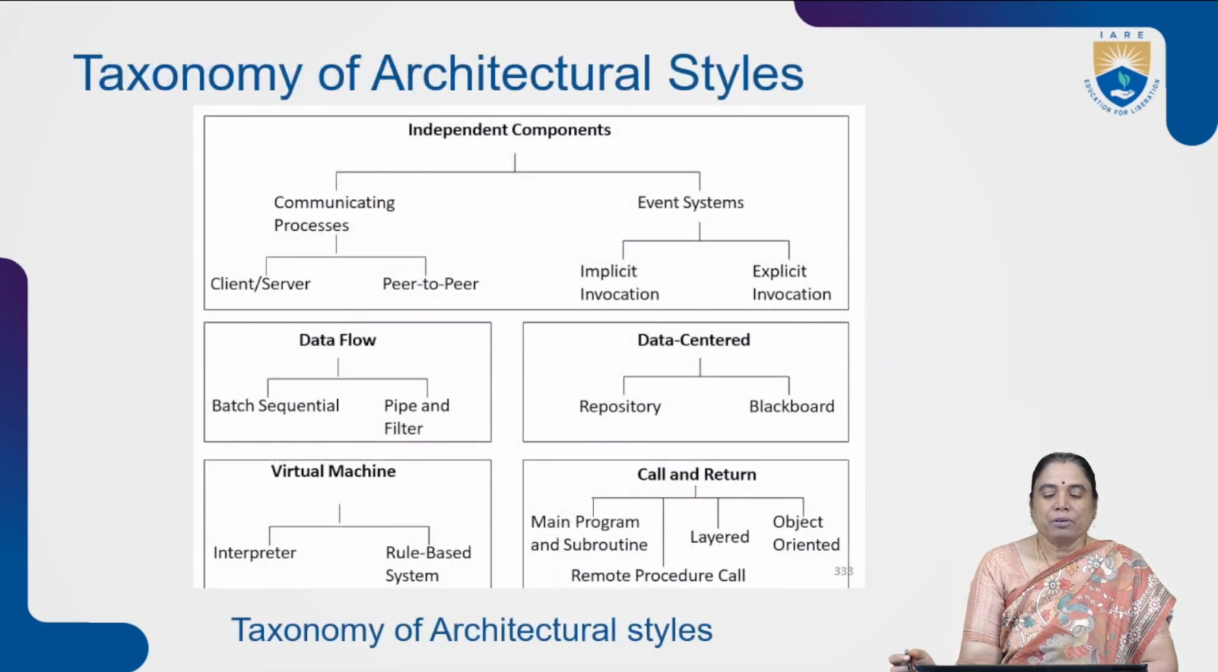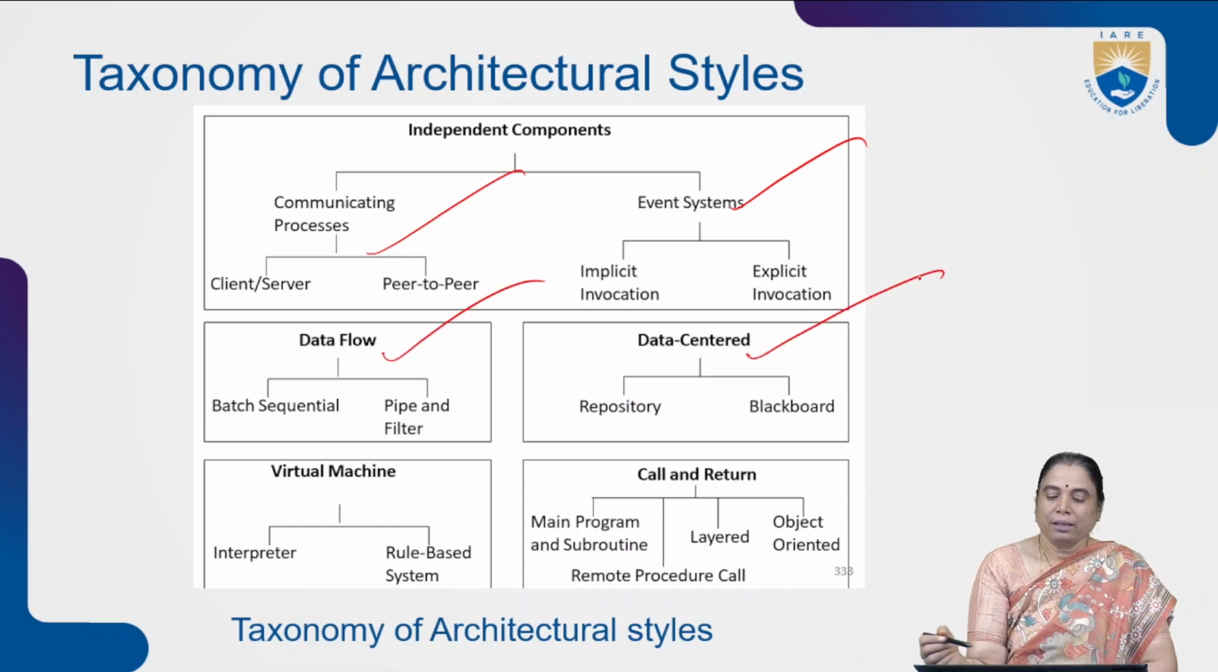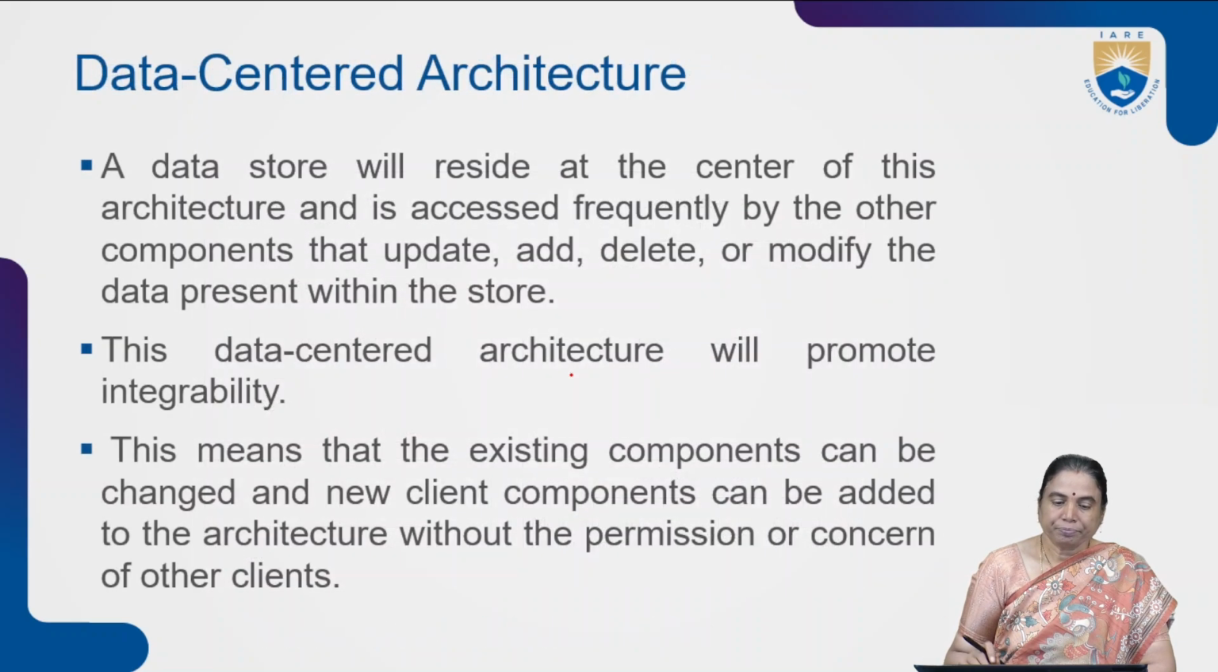The general taxonomy of architectural styles are independent components that are communicating processes and event systems, data flow architecture, data-centered, call and return architecture, and virtual machine architecture. The data-centered architecture style will reside the center of the architecture and is accessed frequently by other components that update, add, delete or modify the data present within the store.